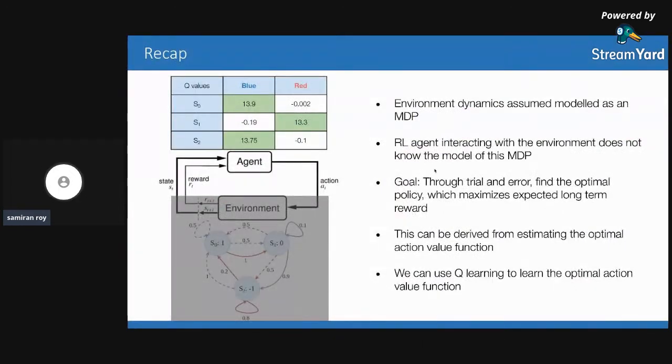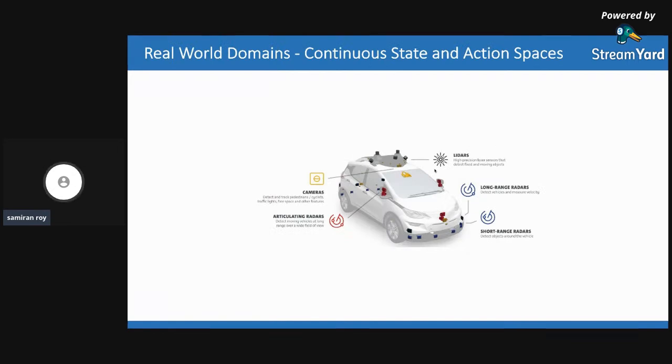Okay, so quick recap. We had our reinforcement learning agent. Actually, not the agent, the environment was modeled as a Markov decision process. The reinforcement learning agent interacting with this environment does not know the model of the MDP. Its goal is to collect some experience and through trial and error figure out the optimal policy, which leads to more and more rewards. The way to do this is through an algorithm called Q-Learning, where you estimate something called the action value function.